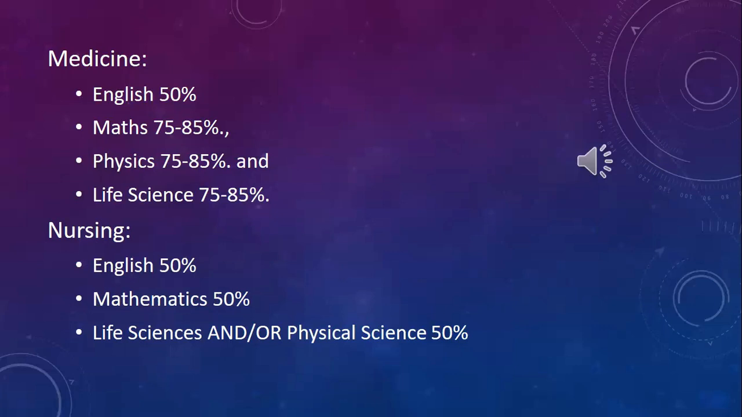Then for nursing, you don't necessarily have to have life sciences, but you must then at least have physical science. Or if you don't have physical science, you must at least have life sciences. And then for that in matric, you must get at least 50% to get admitted into a nursing study program.